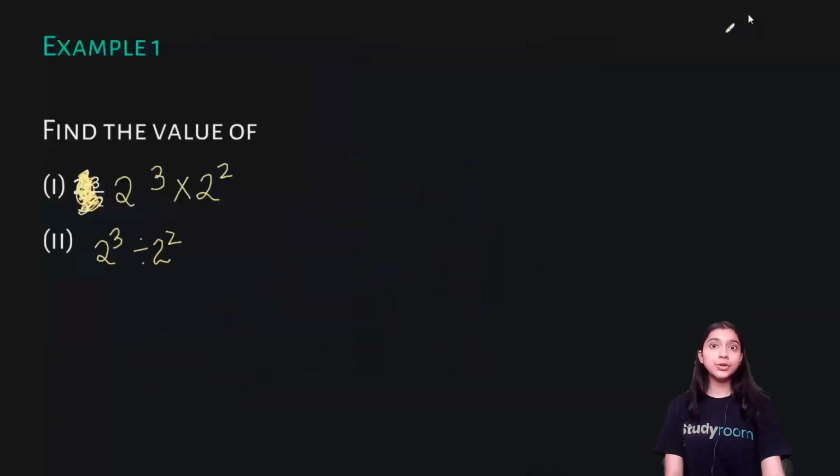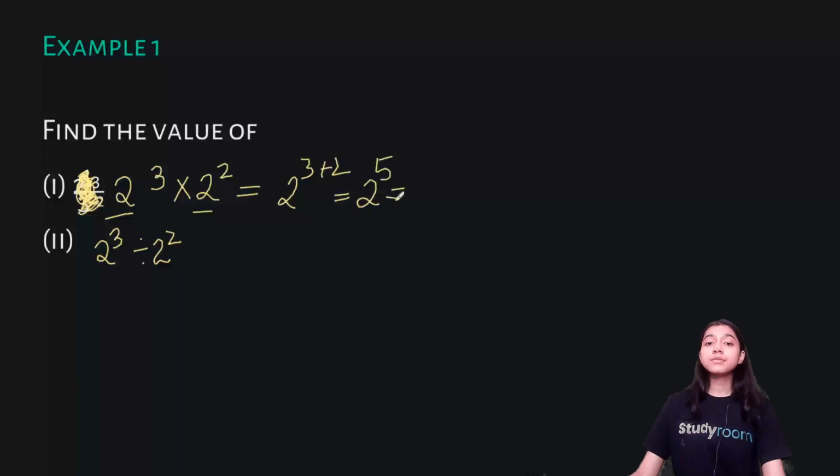Now I have taught you a few laws of exponents. Let us use those laws and try finding the value of the given exponents. So here we have 2 raised to the power 3, that is 2 cube, multiplied with 2 square. So here we will be using the very first law of exponents, that is, if the bases are the same and they are multiplied, their powers will be added. So we will have 2 to the power of 3 plus 2, that gives us 2 to the power of 5. And this means 2 is multiplied with itself 5 times and that gives 32.